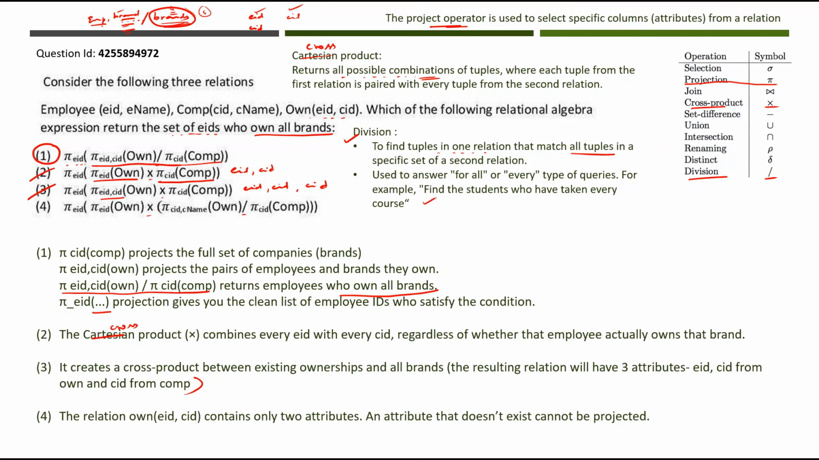Now let's go for the fourth one. Just get into the inner query here. We have project CID CNAME from own. Actually CID CNAME belongs to comp relation and not own relation. So from this itself we can say the expression is wrong here. The relation own contains only 2 attributes. An attribute that doesn't exist cannot be projected. So from this we can say option 4 is wrong.